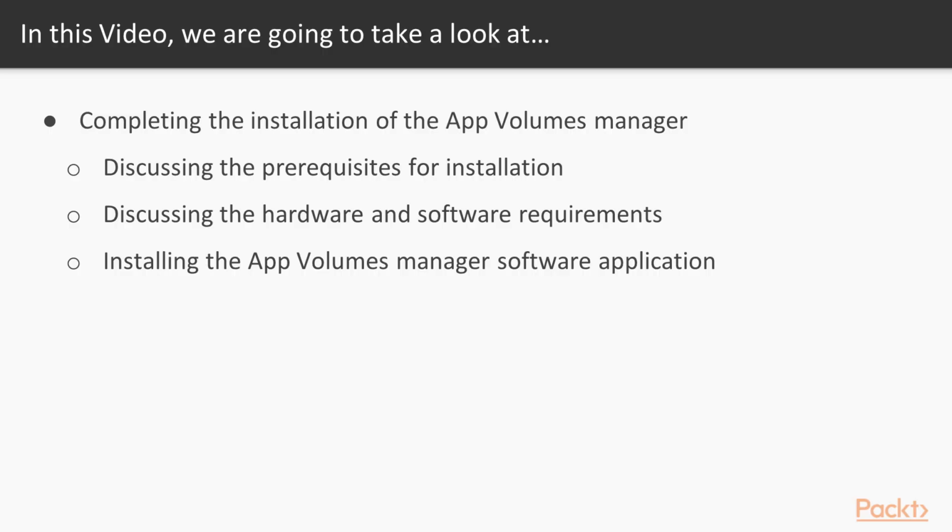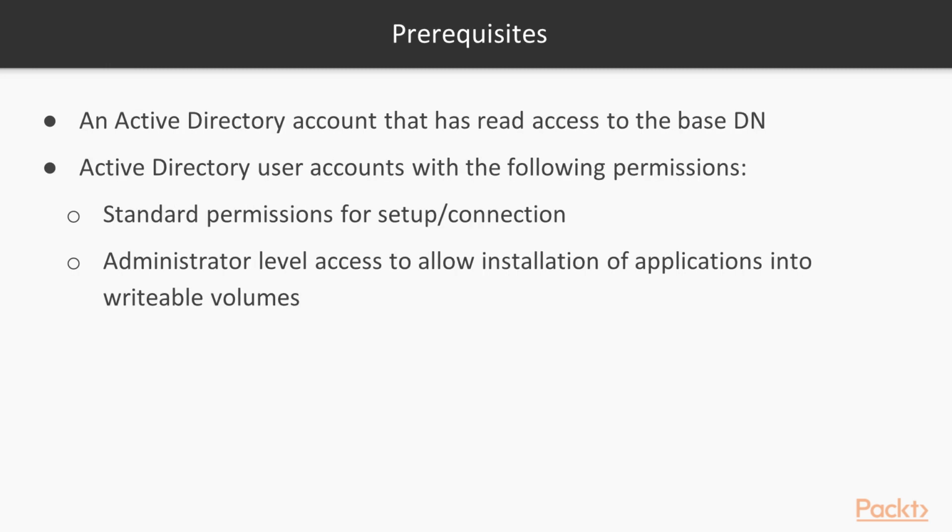We're going to start by discussing what you need to have in place ready for the installation. If you are following the example lab environment, then you already have built the required infrastructure. Once you've done that, we can then install the App Volumes Manager. Before you start installing, you need to make sure you have the following in place. First, an Active Directory account that has read access to the base DN. Active Directory user accounts with the following permissions: standard permissions for setup and connection, and administrator level access to allow installation of applications into writable volumes.